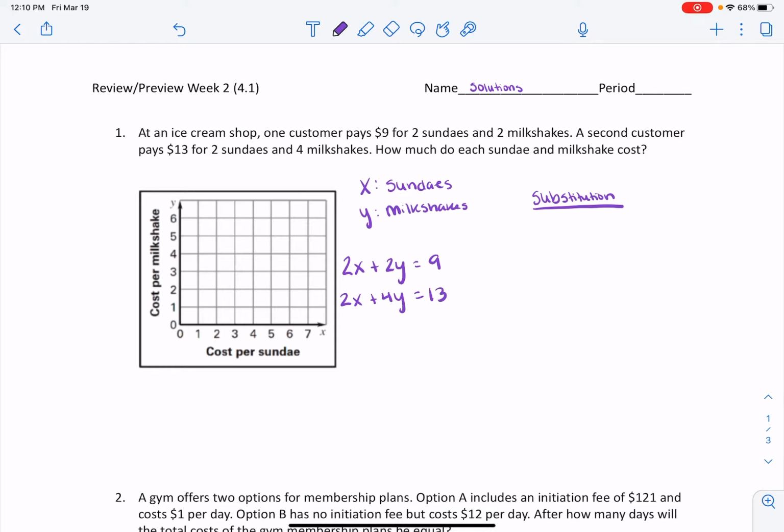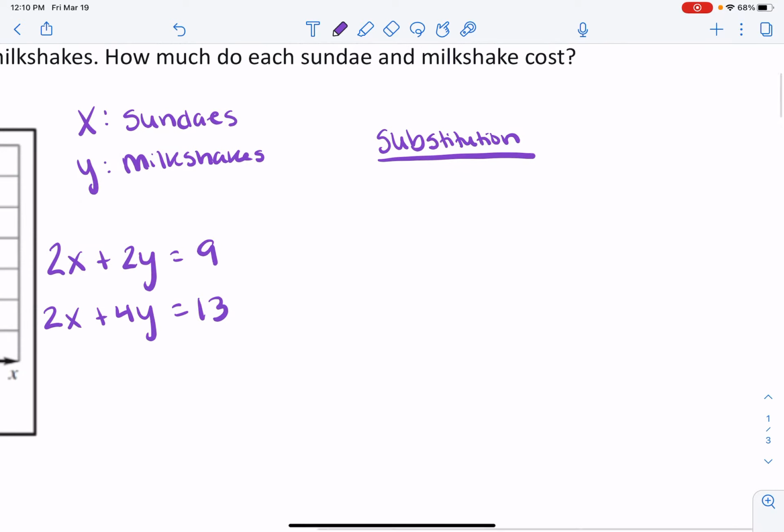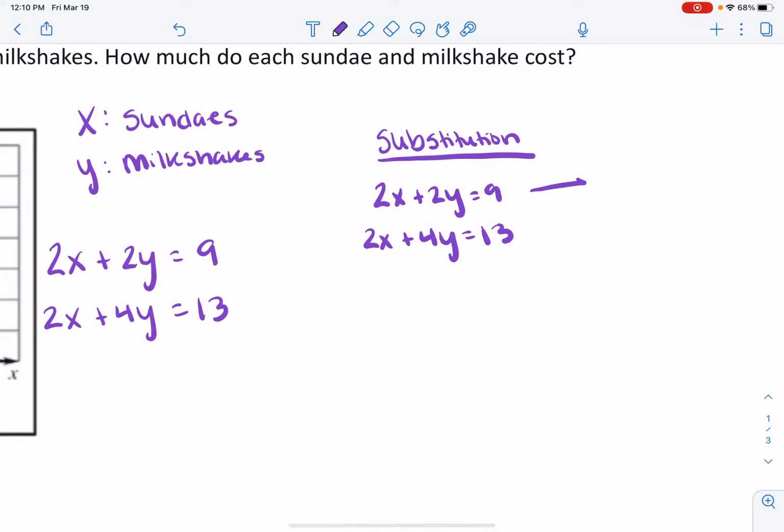So we can do this problem by substitution, we can use any of the methods from class. But how about we use the substitution method, and then we will look at the graphing method. So we've got these two equations here. We've got 2x plus 2y equals 9 and 2x plus 4y equals 13. So let's get one variable isolated so we can substitute it.